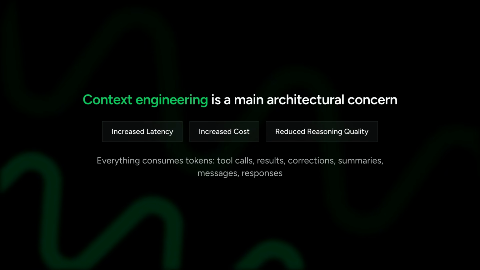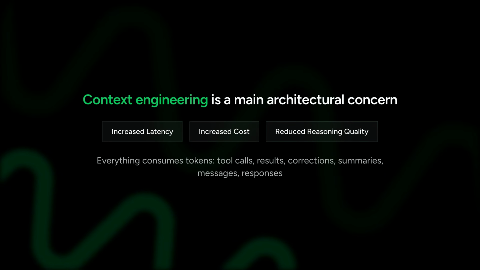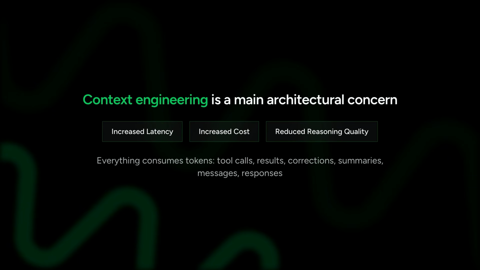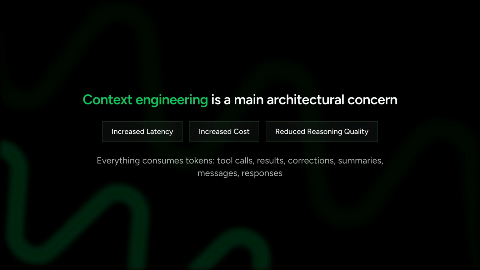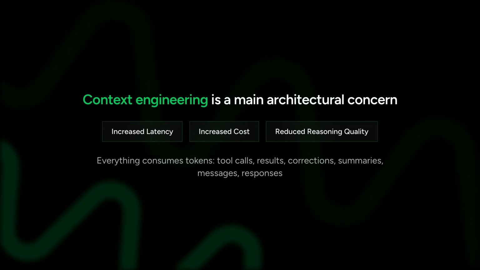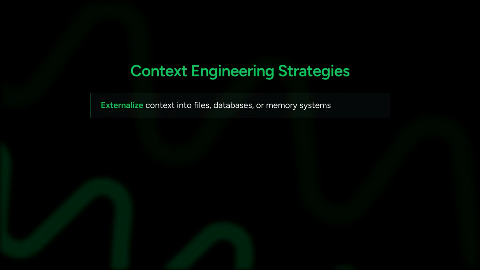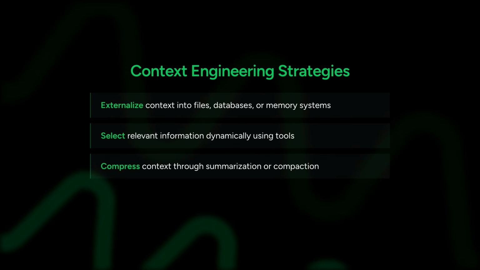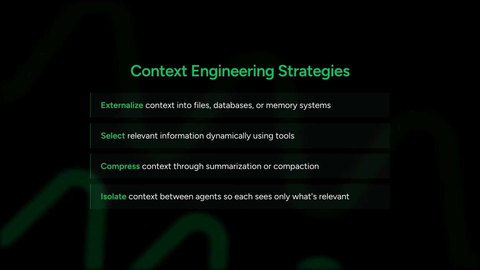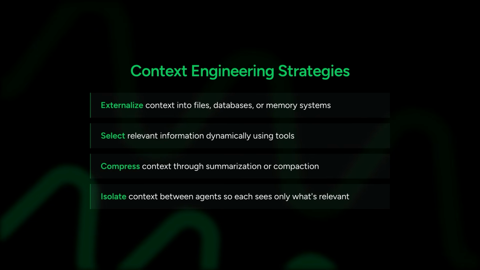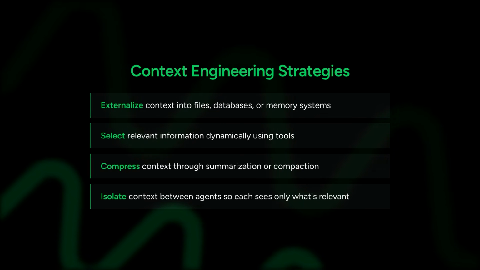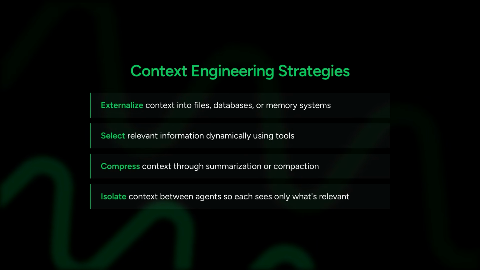As agents become longer running and more capable, context engineering starts becoming one of the main architectural problems that you need to solve. There are a few common strategies you'll see repeatedly. You can externalize context into files, databases, or memory systems instead of keeping everything in the prompt. You can dynamically select relevant information for the current task using tools. You can compress context through summarization or compaction. And you can isolate context between agents so each one only sees what's relevant to its role.